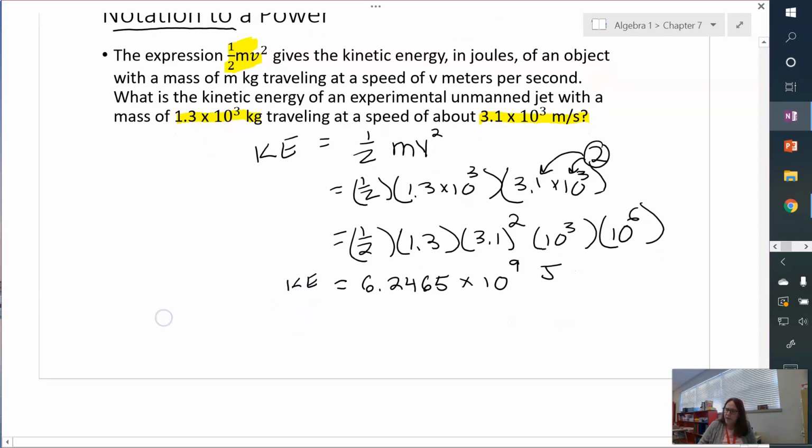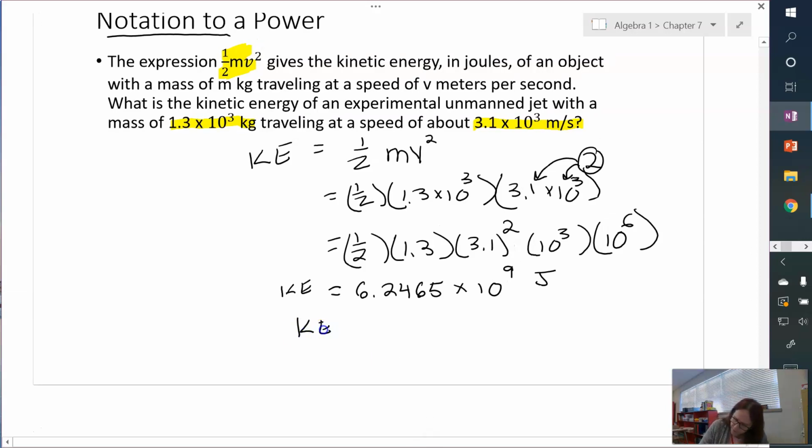I'm going to go ahead and round this to 1 decimal place. And the reason is the numbers that I was given in the scientific notation, they're rounded to 1 decimal place. So my rounded answer is going to be 6.2 times 10 to the 9 joules.